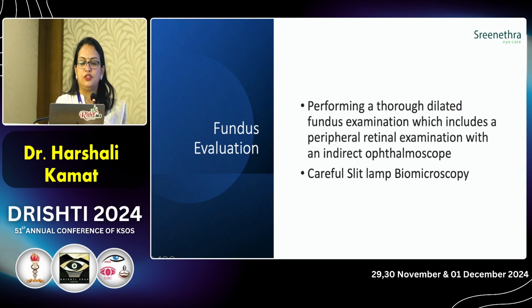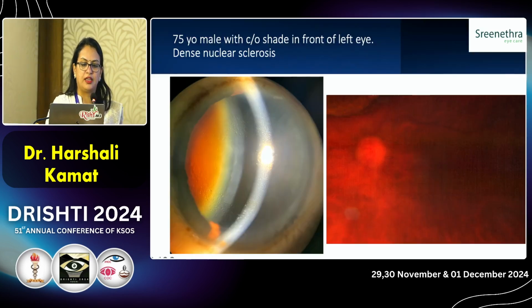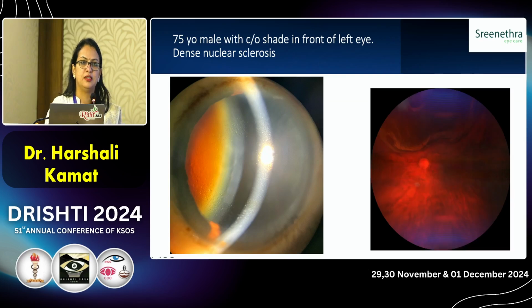So for fundus evaluation, you need to do a thorough peripheral evaluation, including indirect ophthalmoscopy along with slit lamp biomicroscopy. I give you this example of a dense nuclear cataract patient who complained of a shade in front of his eye. Now, just slit lamp biomicroscopy would have revealed just a dense cataract and poorly defined macular reflex. However, indirect ophthalmoscopy in this patient revealed a macula-on detachment, which would have been completely missed if the IO was not done.